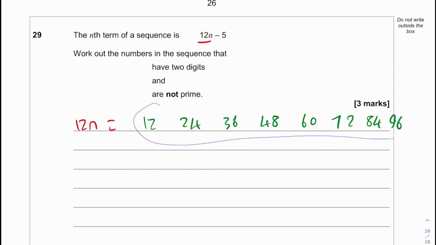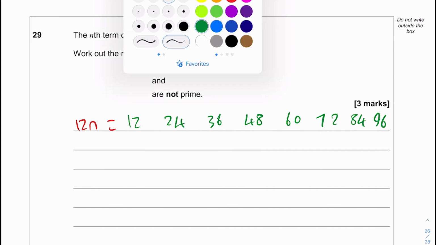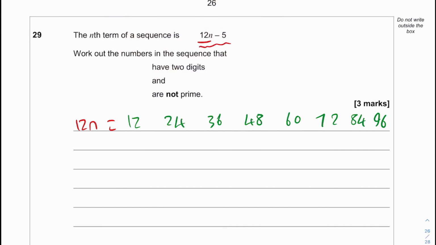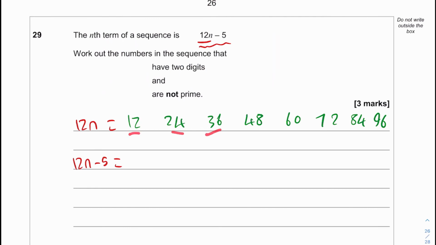I'll just move all this along so that's inside the rectangle. There we go. And then the next thing to do is write down our 12n take away 5. So we can then say 12n take away 5 is equal to, and all we have to do now is take 5 away from each of these values. So taking 5 away, we are left with 7, 19, 31, 43, 55, 67, 79, and then 91.